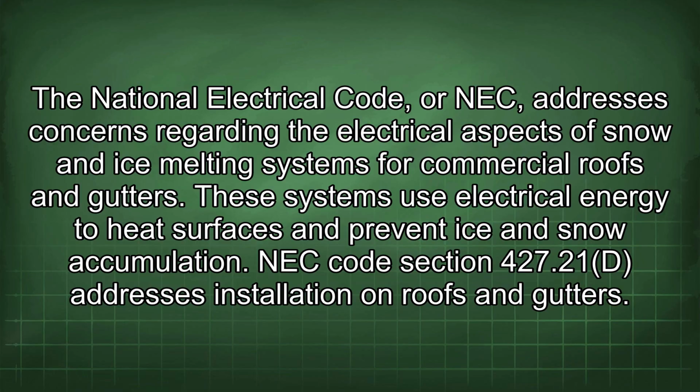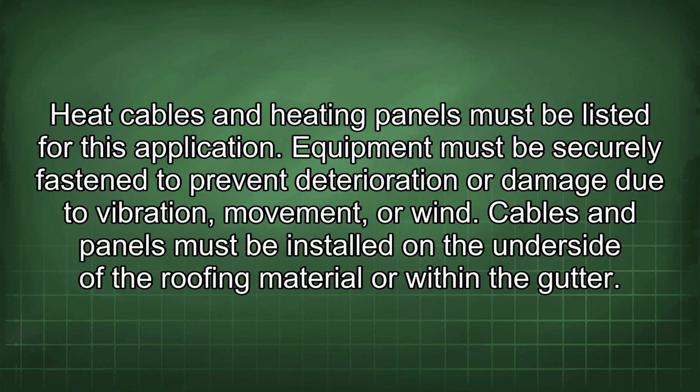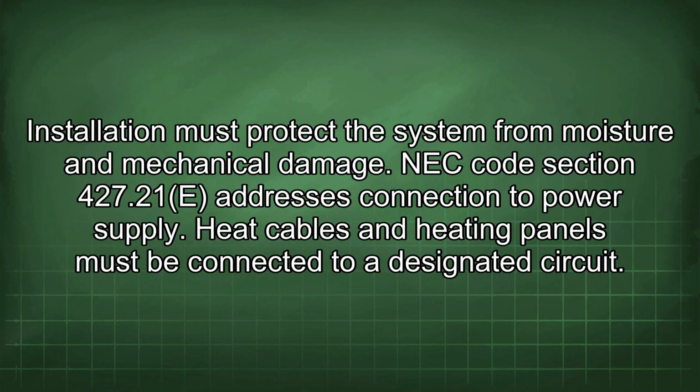NEC Code Section 427.21d addresses installation on roofs and gutters. Heat cables and heating panels must be listed for this application. Equipment must be securely fastened to prevent deterioration or damage due to vibration, movement, or wind. Cables and panels must be installed on the underside of the roofing material or within the gutter. Installation must protect the system from moisture and mechanical damage.